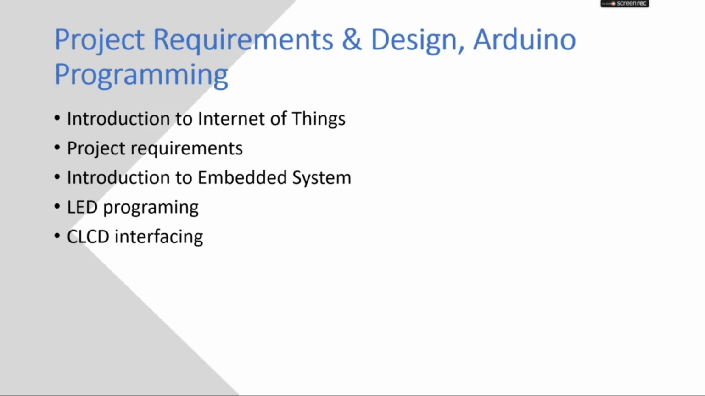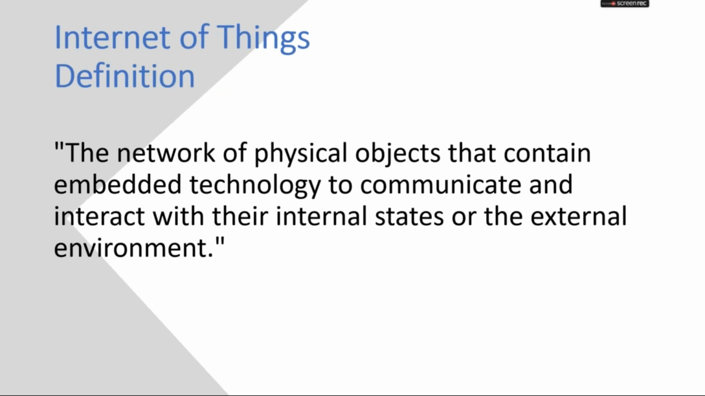Now moving forward, in the next session we learn about the project requirement, designs and Arduino programming. First, the introduction to the Internet of Things. Then we see our project requirements, and then the introduction to the embedded system and LED programming with CLCD interfacing. So the Internet of Things definition: the network of physical objects that contain embedded technology to communicate and interact with the internal state or the external environment.